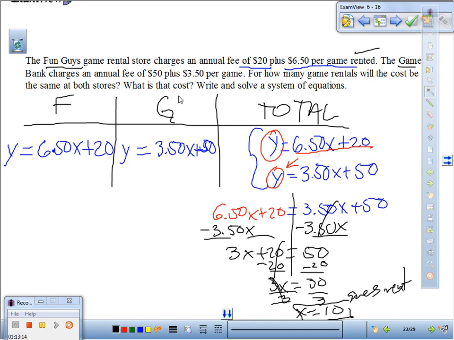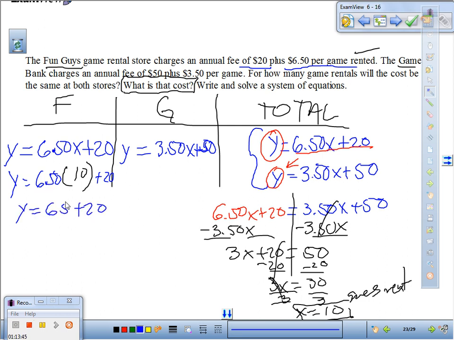However, is that the only question they're asking? No, they're asking, what is the cost? Tell your neighbor what we need to do with this to find the cost. Substitute into one of the two equations. Which one do you want to use? The first one or the second? The second one? Okay, I'm going to use the first. So instead of x, we write 10. And then bring everything else down. Y equals 6.50 times 10 plus 20. It doesn't matter which one you use. You get the same answer, yes? So this is y equals 65 plus 20. Y equals 85. And that stands for the what? The cost.